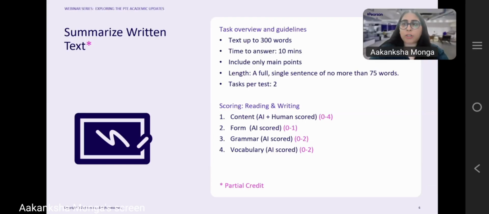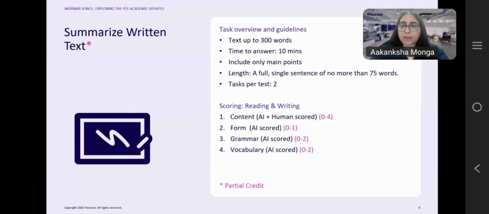A text will be shown on screen. This text will be up to 300 words, and the time to answer this question is 10 minutes. Since the question asks the test taker to summarize the text, it is important to remember that only the main points should be included. Summaries, by definition, do not need to be too detailed. They need to summarize or recap the key ideas. So only the main points need to be included here.